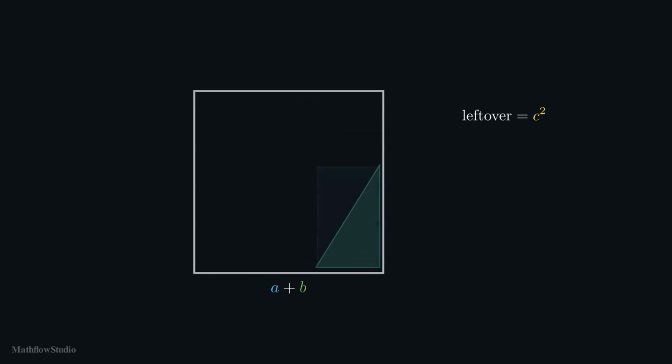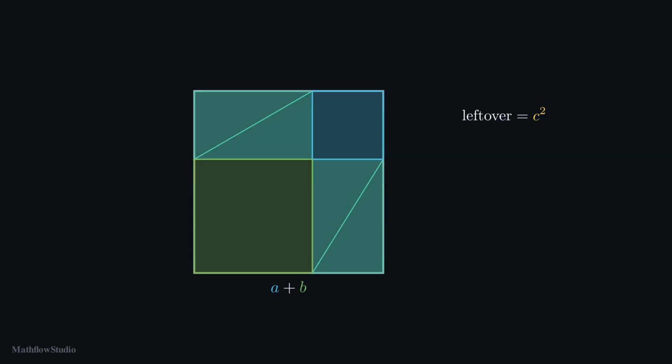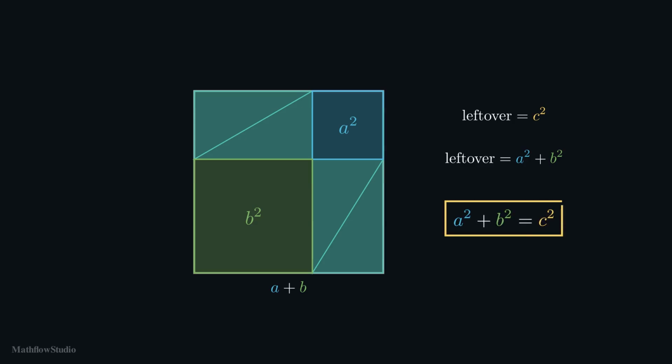Keep the same 4 triangles, but rearrange them. This time the leftover space is 2 smaller squares. Their areas are A squared and B squared. The big square and the 4 triangles never changed, so the 2 leftovers must be equal. And that is the Pythagorean theorem. A squared plus B squared equals C squared.